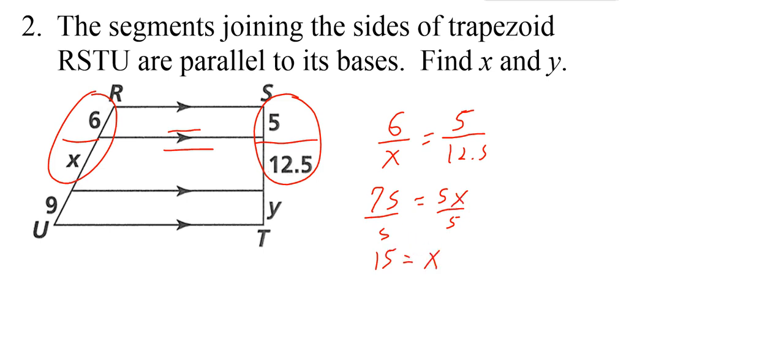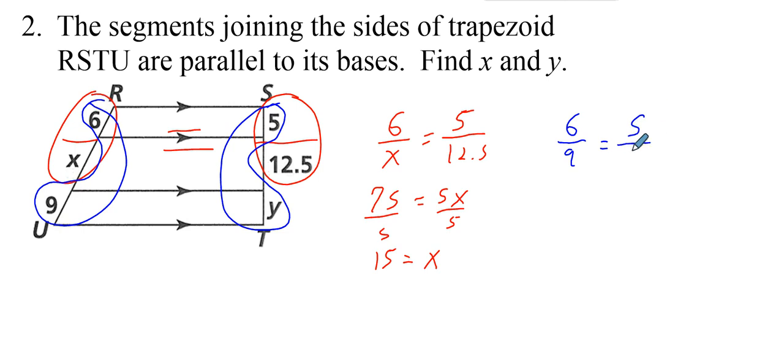My last one here is trying to solve for my y. So I'm going to see it more like this. 6 over 9 is equal to 5 over y. I multiply that out, I get 6y equals 45. Dividing by 6 on both sides, and I get y is equal to 7.5.